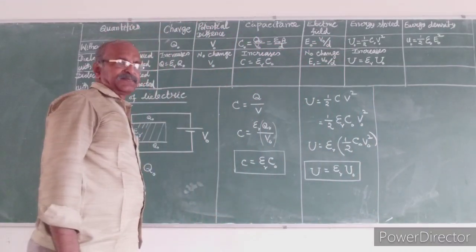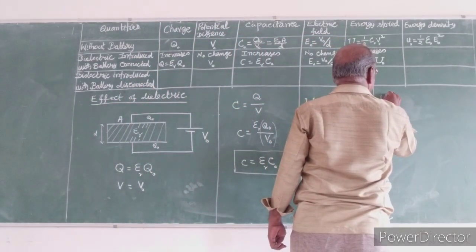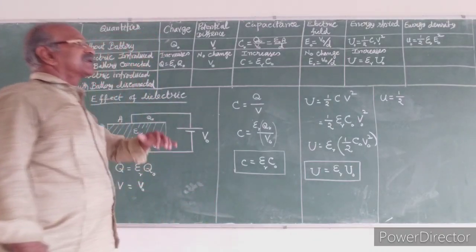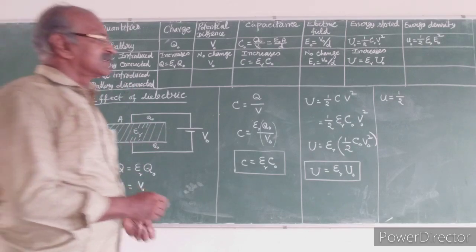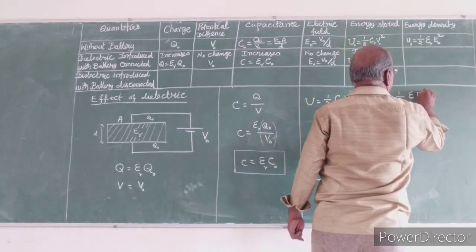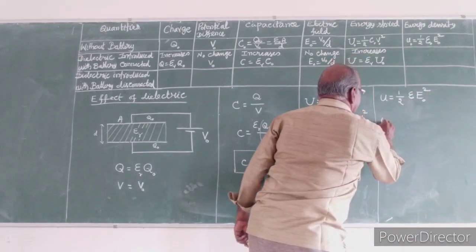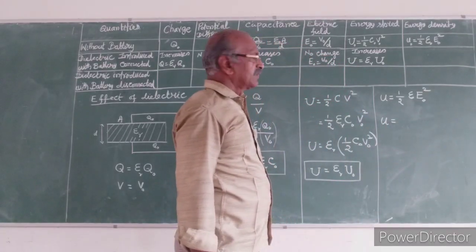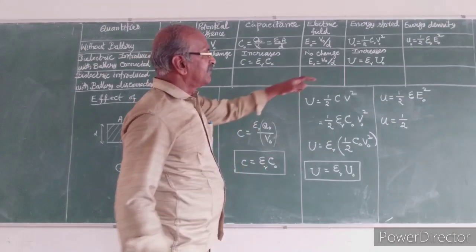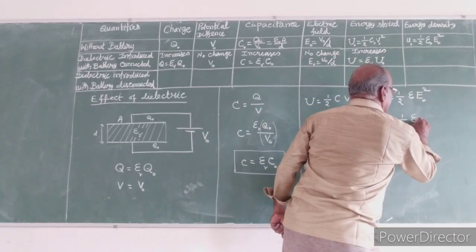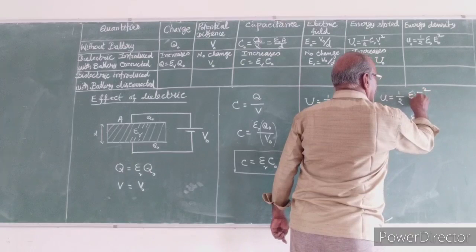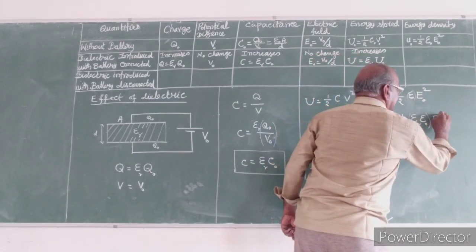Then let us go for energy density. The new energy density, small u, equals half into epsilon naught, the permittivity of free space, without dielectric. After introducing the dielectric, the permittivity of the medium is to be substituted here. Permittivity of the medium epsilon into E naught square, as there is no change in the electric field. We already know that the permittivity of any medium equals the product of relative permittivity and the permittivity of free space. So I have substituted epsilon r epsilon naught for epsilon, and the remaining is E naught square.